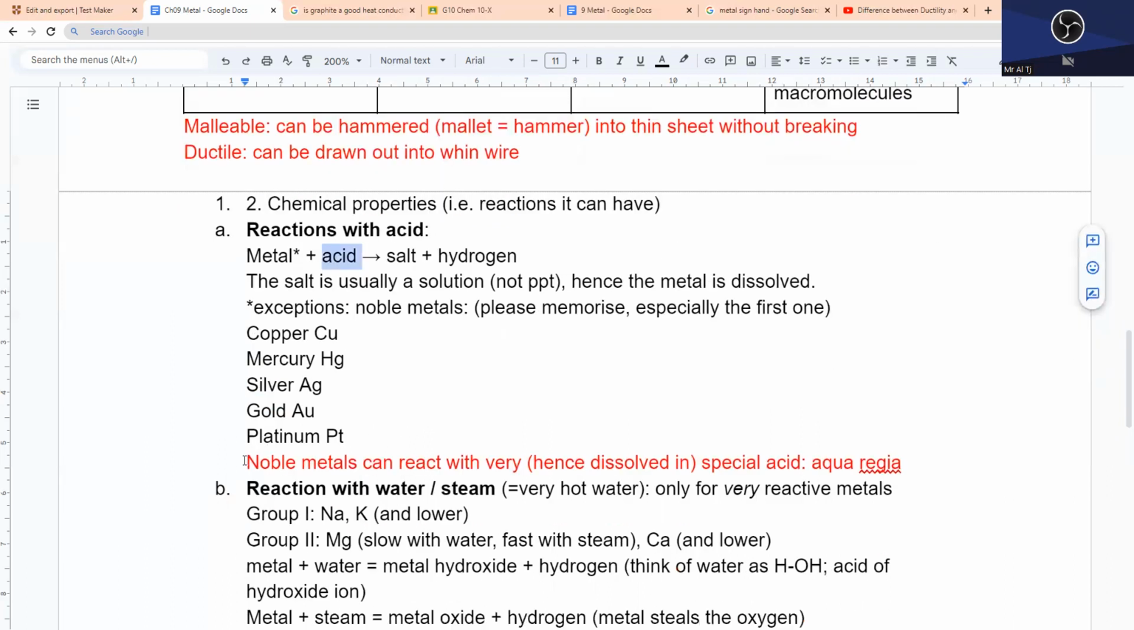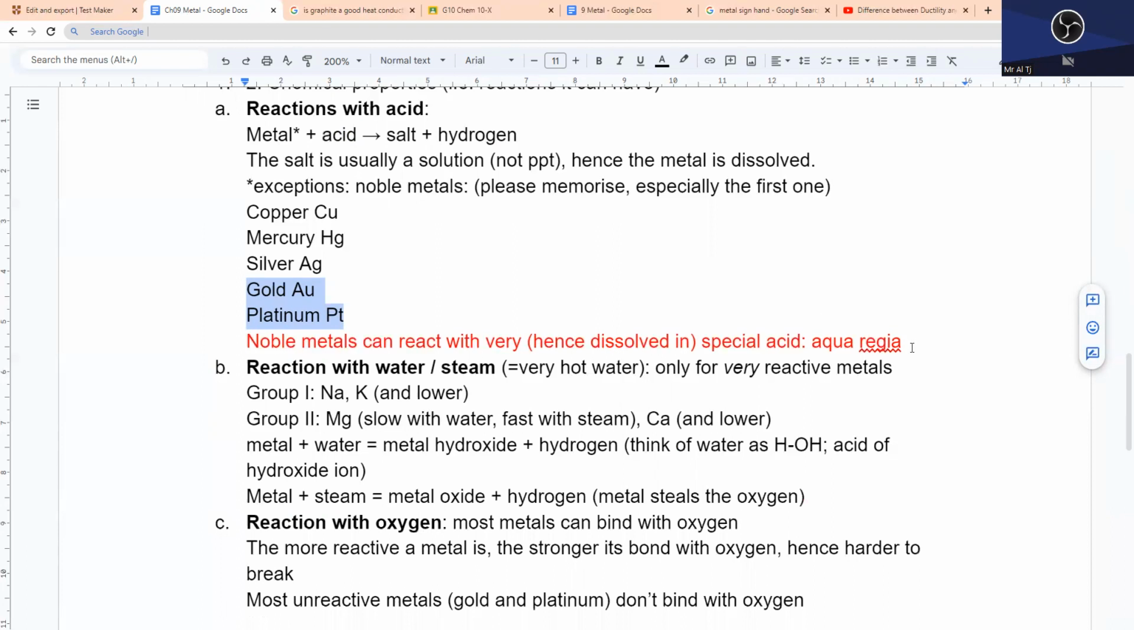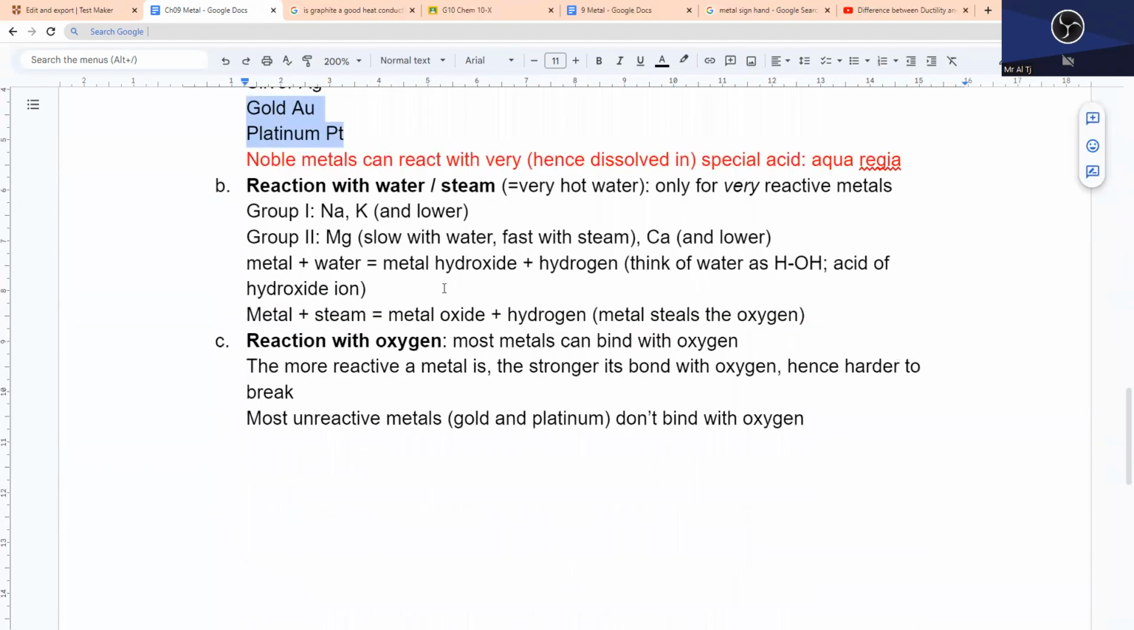The things I put in red will be things that are good to know, but not in the syllabus here. I say here the acid, but this is the normal acid. There are special acids that are so strong they can react even with platinum and gold, the most noble of all metals. We call them aqua regia. More of them later in the chemical trivia.